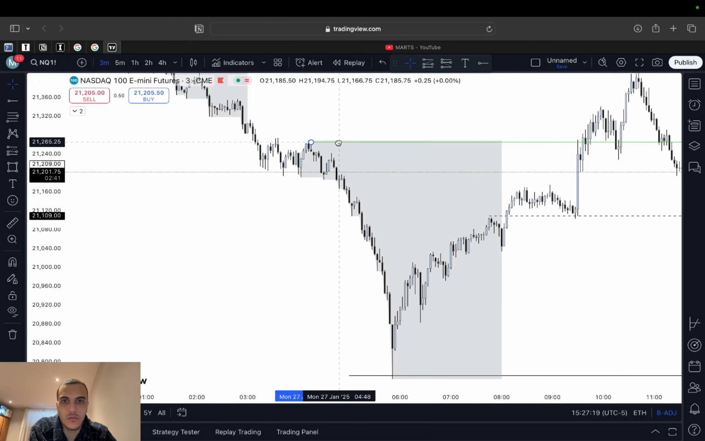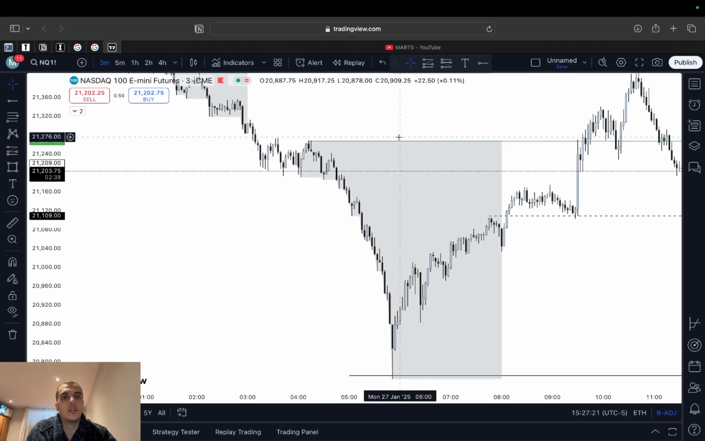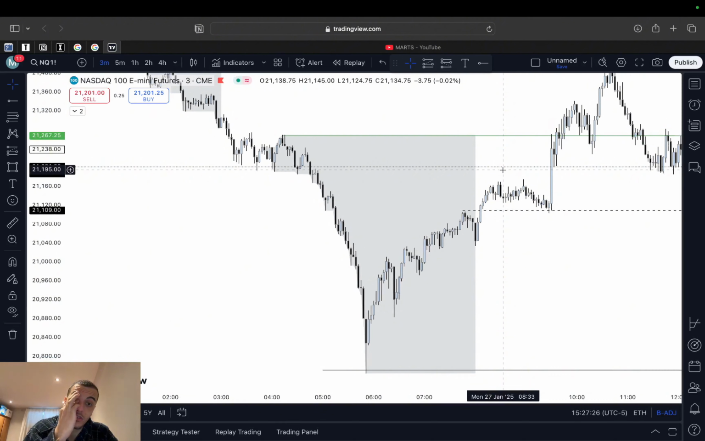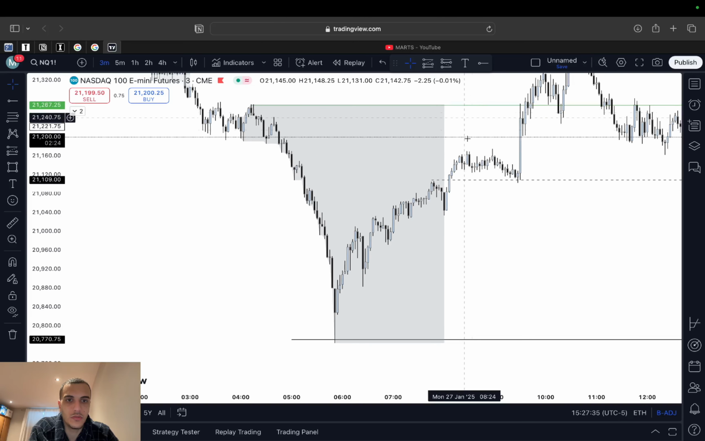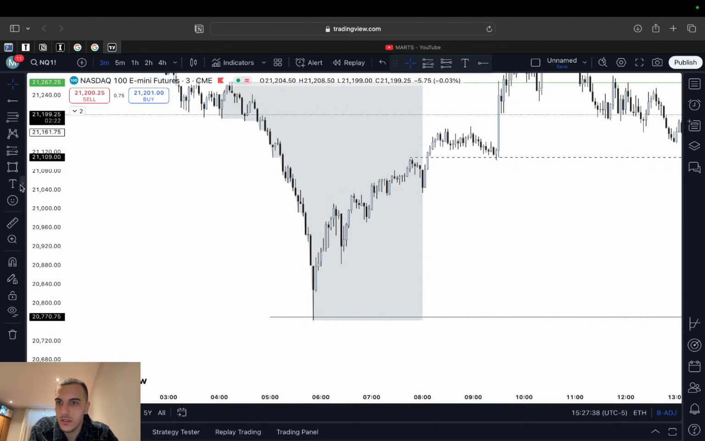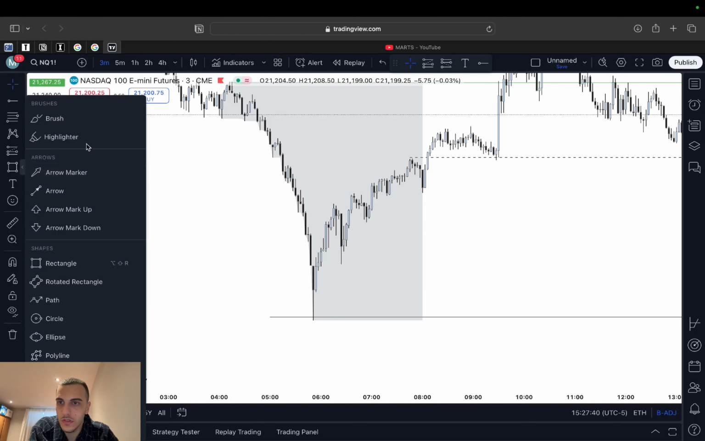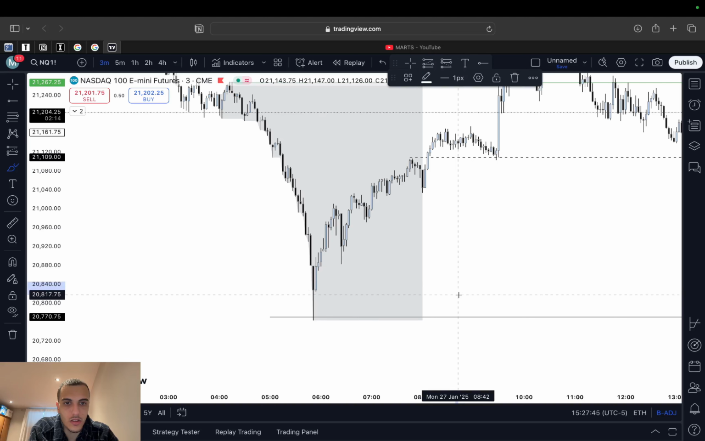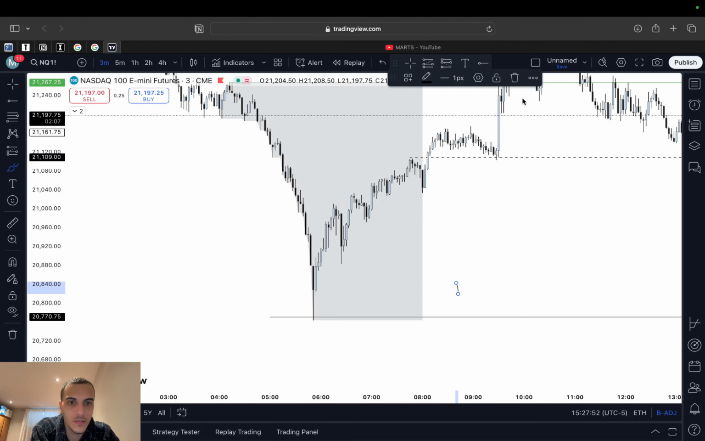The 3 minute is where I look for entries, and what I look for is either a fair value gap fill so I can enter my trade, or a break and retest. So let's say I was looking for my trade to hit right there. Do I have a pencil? Brush, yeah. So let's say I want a break and retest. Why is my pencil invisible? Oh, okay.